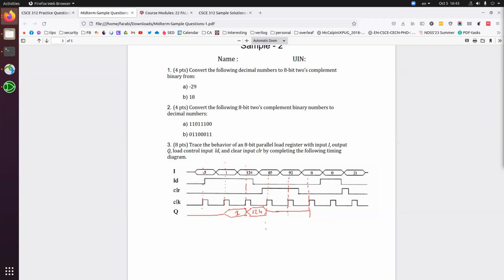So whenever there is a rising edge, you need to find out the transition based on the input. So the input specification should be given. Based on that, we can get the output. So that's about the timing diagram of this one. Let's go to the next question.